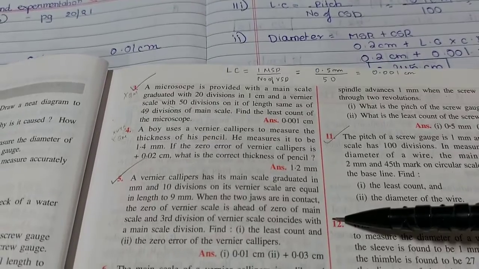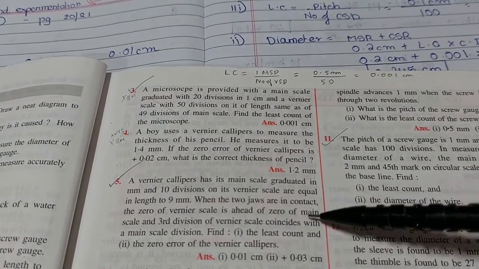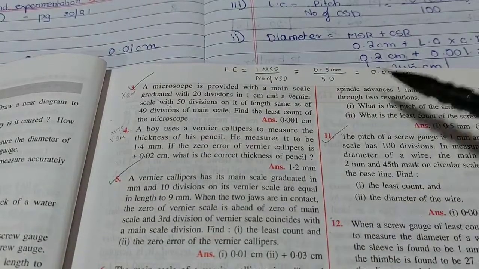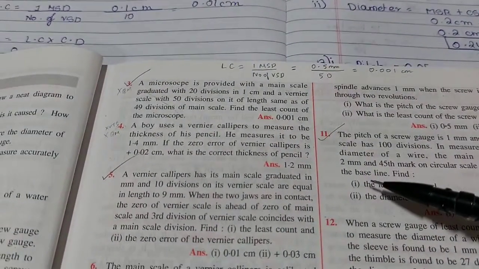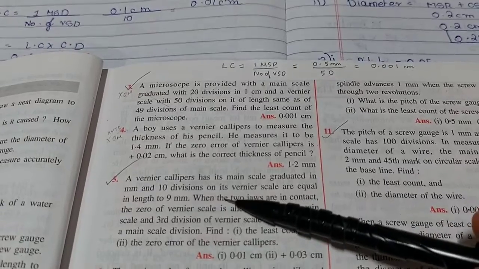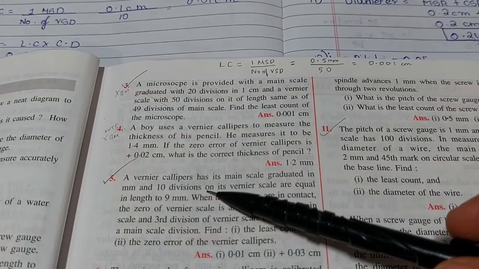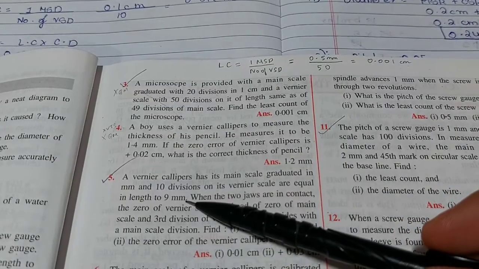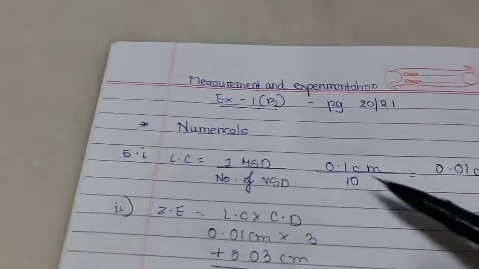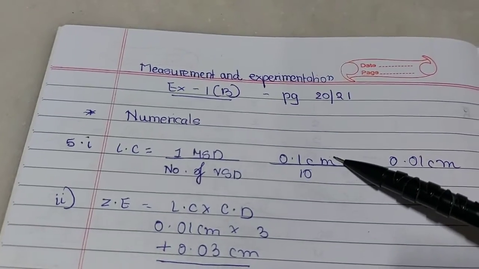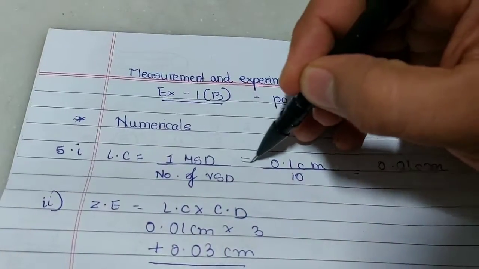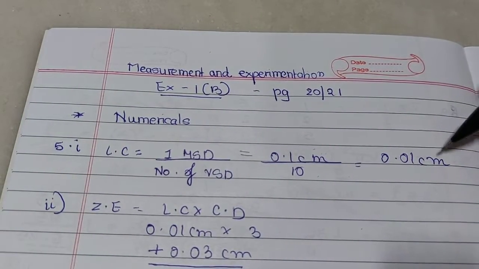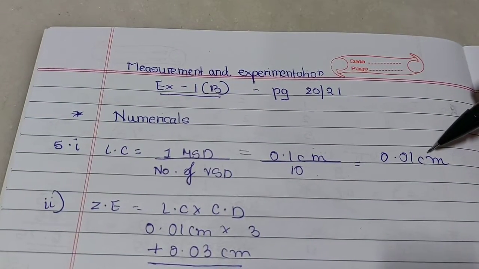Now the fifth sum, which is again similar. Here the main scale is graduated in millimeter. That means 1 MSD is 1 millimeter as usual. And the Vernier scale has 10 divisions, equal to length 9 millimeter, that is not important. So again, least count formula, 1 millimeter is 0.1 centimeter, number of divisions are 10. Answer is once again 0.01 centimeter, which is usually the least count of Vernier scale.